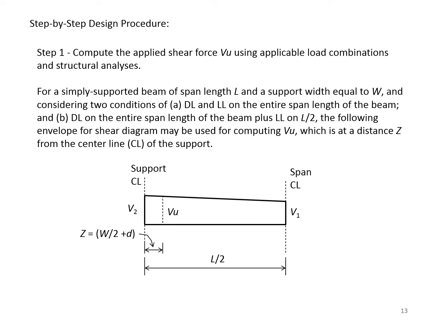Notice that the distance z is half of the width of the support plus d. This V sub u is computed at that distance z from this trapezoid. V1 is a shear force at the center line of the span, while V2 is a shear force at the center line of the support.